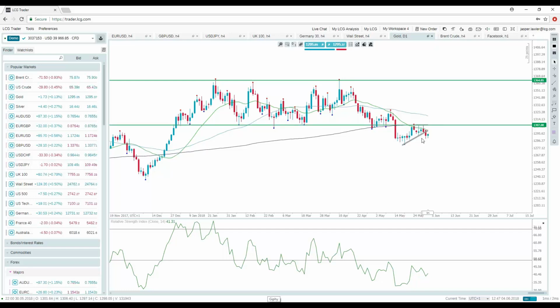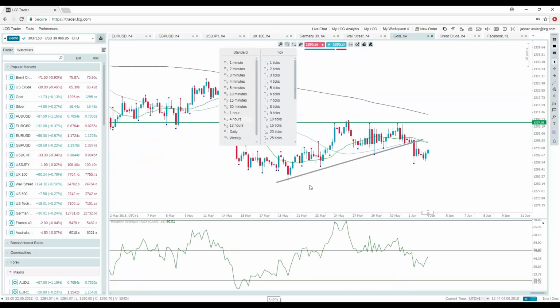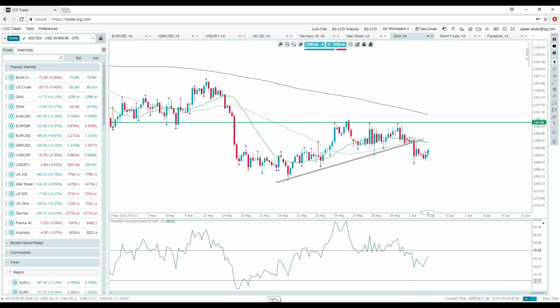And then we broke this daily rising trend line, which you can see better on this 4-hour chart here. Break through it. So theoretically, if this break is to hold, as long as the price remains below the trend line, something around 1300, then this break is still valid.